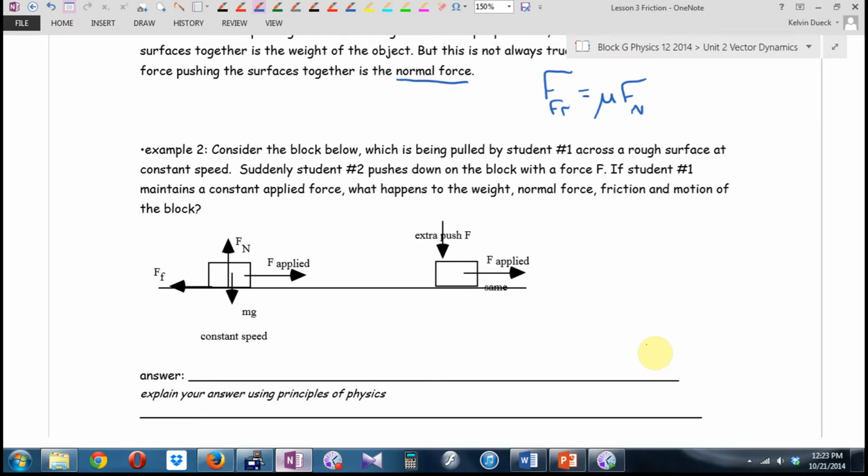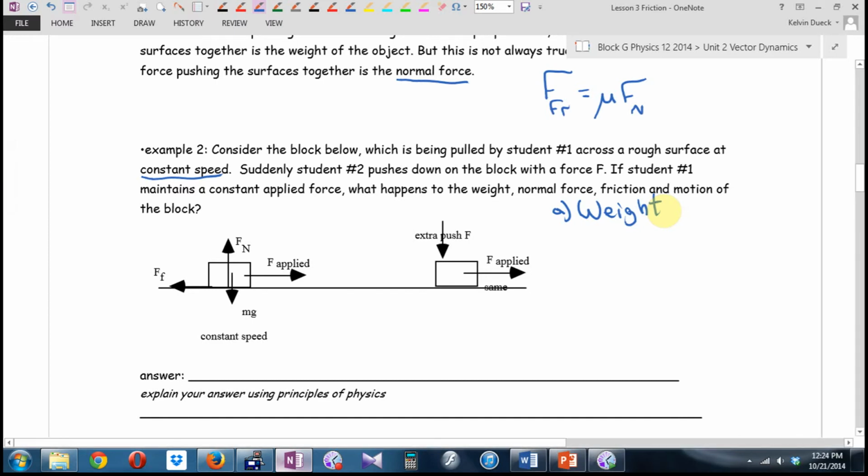Okay. So here's what the question asks. Right now, we're pushing at a constant speed. Suddenly, student number 2 pushes down on the block with a force F. Let's say they've just decided to sit on it. Instead of pushing down, they've jumped on it. What happens, first of all, to the weight of the bench?